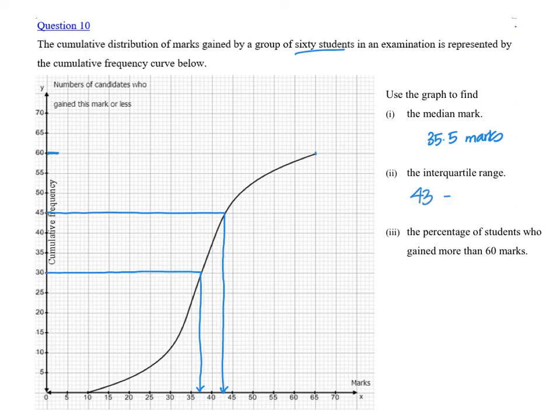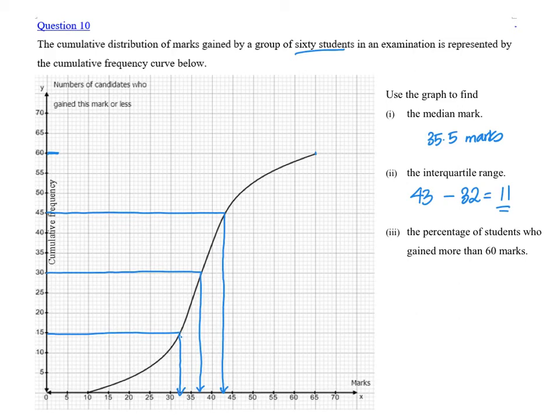Okay, subtract the lower quartile number. Lower quartile will be how many percent? 25%. So 25% of 60 will give me the number 15. And approximately the number 32. So now based on my values, the interquartile range will be 11.